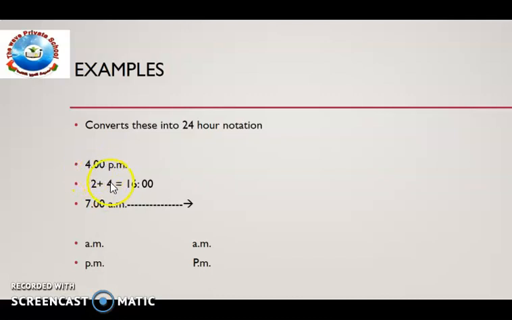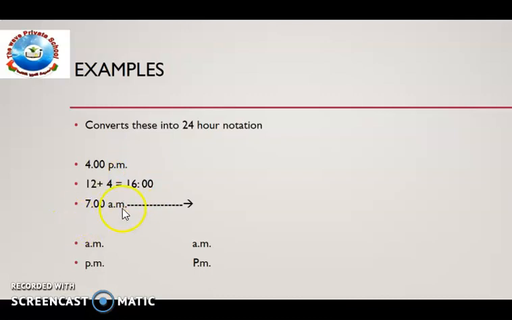Any number will come here, and if it is PM, you have to write the 12. Then you have to do addition. It will come out in a 24-hour format. It means 16. 16 means it's a time in the evening or afternoon, like this.